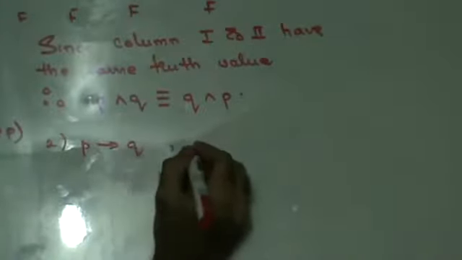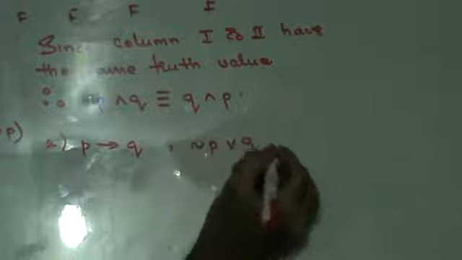Let's see another sum of this kind, guys. Suppose if you had a sum like P implication Q and not P or Q, I have to prove their logical equivalence. Truth table.